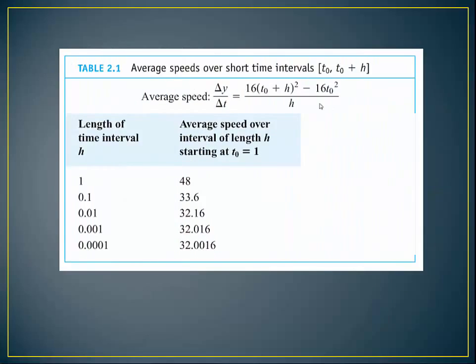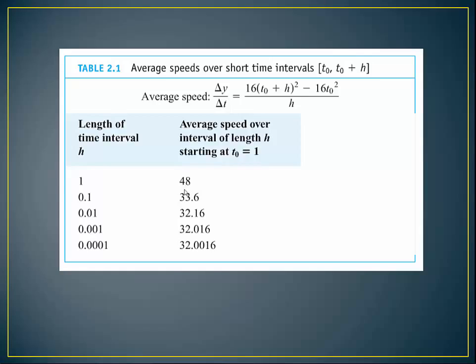All right, let's see what's going on here as we're making this h, our time interval, smaller and smaller. So in other words, I'm interested in the time at exactly 1 second. Well, I could go from 1 to 2 seconds, that would be a time interval of 1, or I could go from 1 to 1.1, which is what we did, and we got the 33.6. I could even make that h smaller. I can make it 1 to 1.01, and so on.